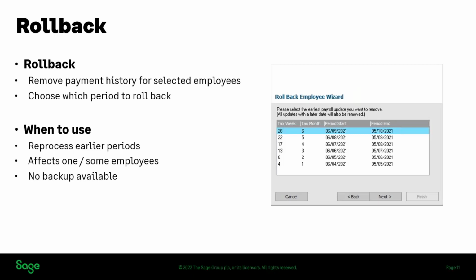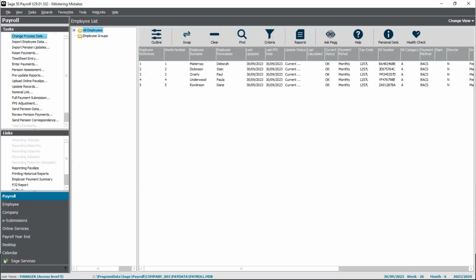And it's useful if you've got no backup available, of course, which I hope is never the case, especially after today's session. Quick screenshot there on the rollback employee wizard. So what we'll do now is jump into the program and I'll show you a rollback in action. Just hide the reminders there.